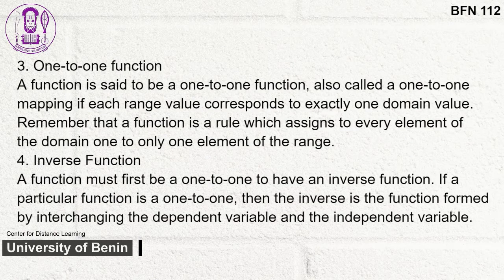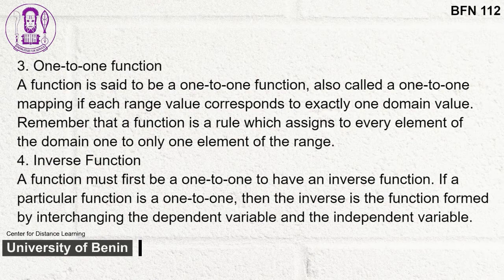3. One-to-one function. A function is said to be a one-to-one function, also called a one-to-one mapping, if each range value corresponds to exactly one domain value. Remember that a function is a rule which assigns to every element of the domain one and only one element of the range.